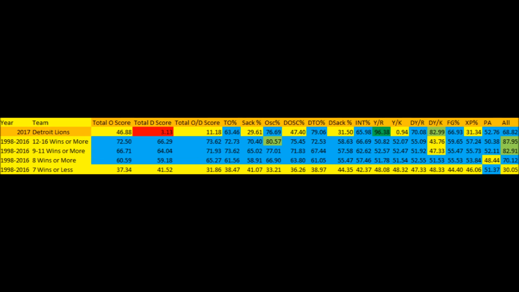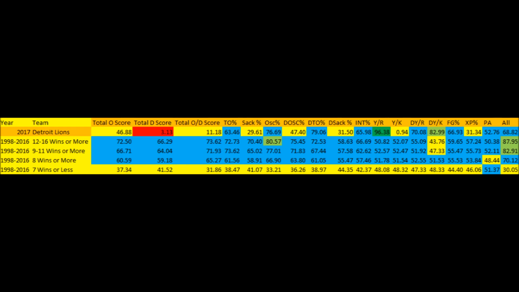And when you look at this data, it's pretty clear they need to get better on offense. They need to get better on defense. They need to not turn the football over as much as they did in 2017 if they want to start winning more football games. They need to not allow as many sacks. They need to get better in terms of offensive score percentage. They need to get better in terms of defensive offensive score percentage. And sack percentage also needs to go up as well. But everything else is actually fairly decent.